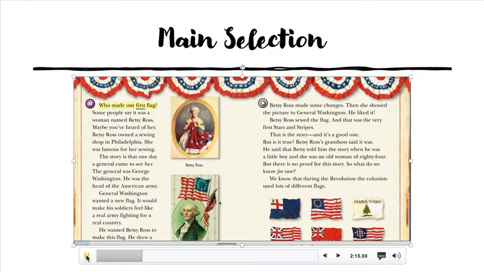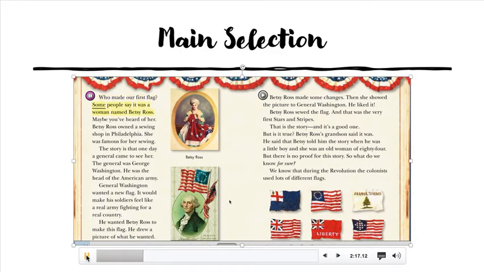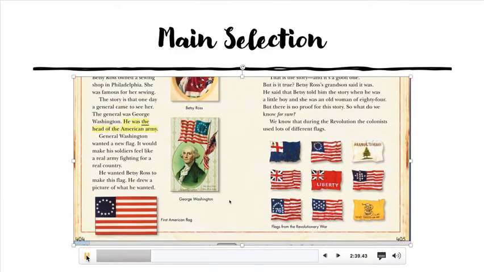Who made our first flag? Some people say it was a woman named Betsy Ross. Maybe you've heard of her. Betsy Ross owned a sewing shop in Philadelphia. She was famous for her sewing. The story is that one day a general came to see her. The general was George Washington. He was the head of the American Army.